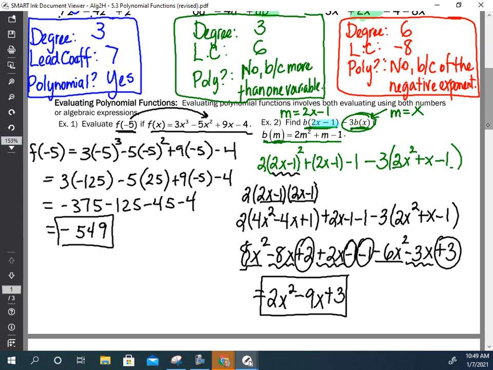So one thing to know, a variable can be set equal to a number. It can be set equal to another variable. It depends on what the problem is asking you to do.